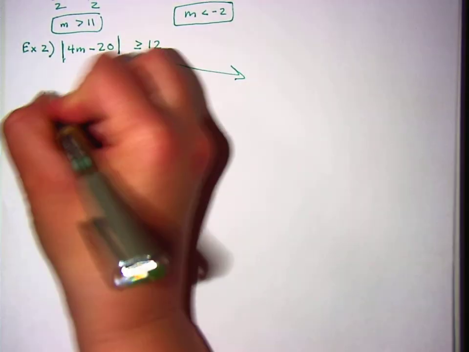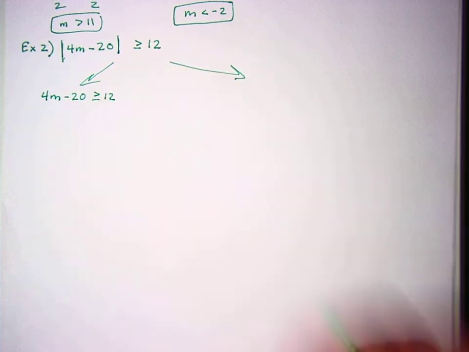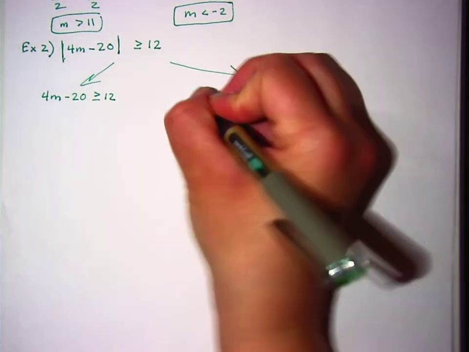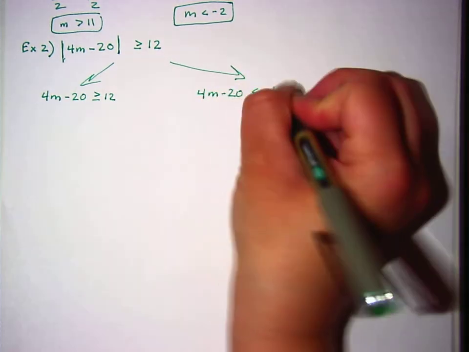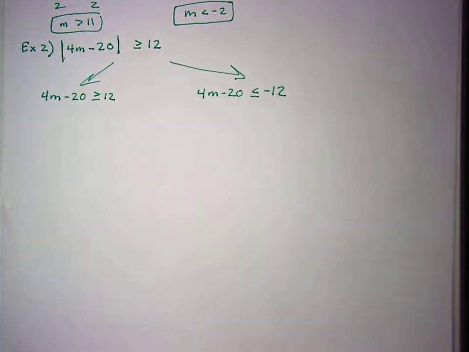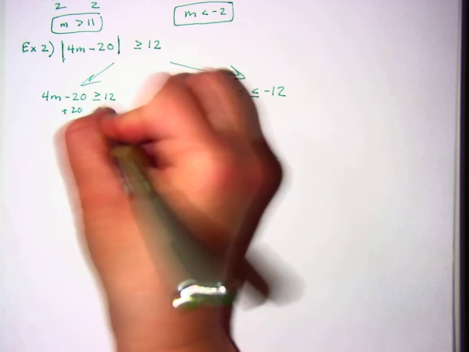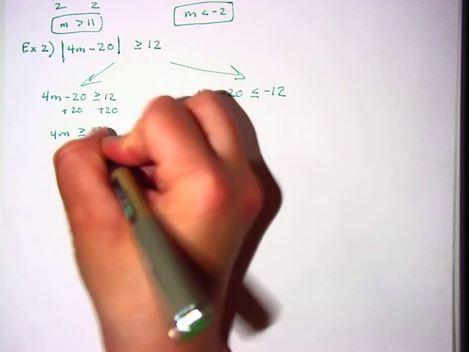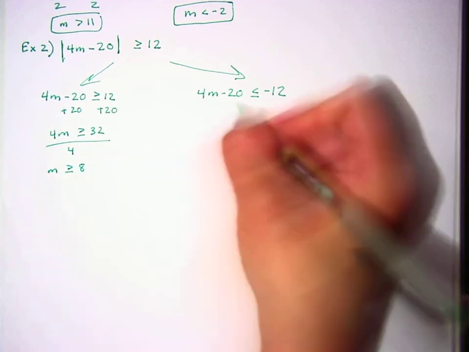All right, I'm going to start writing 4m minus 20 is greater than or equal to 12. That's exactly what the original equation looked like without the absolute value. And this one is 4m minus 20 is less than or equal to negative 12. So I switched the sign and made the 12 negative. Then you add 20 to both sides. 4m is greater than or equal to 32. Divide by 4, m is greater than or equal to 8.